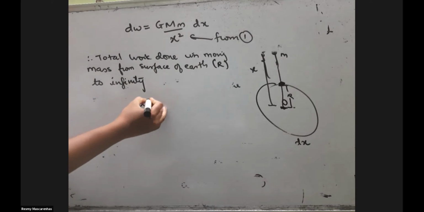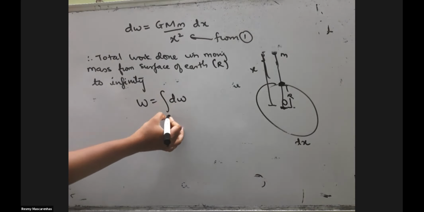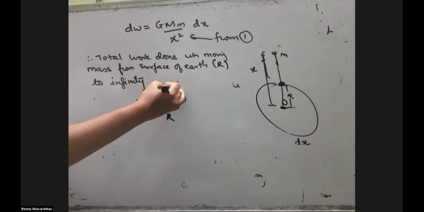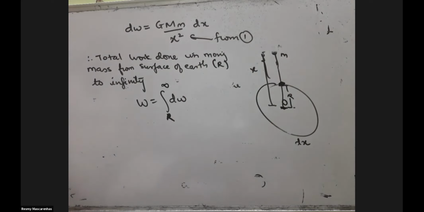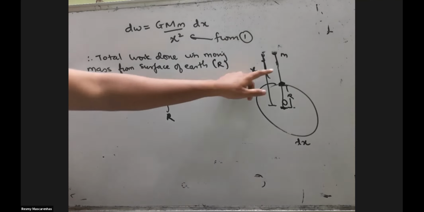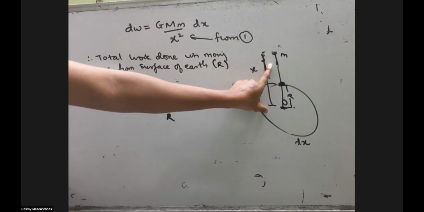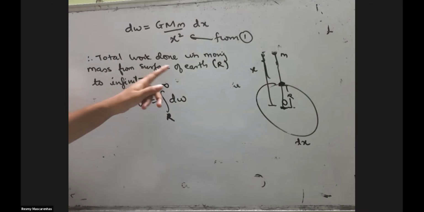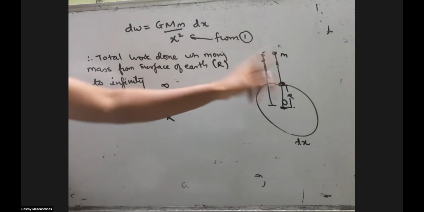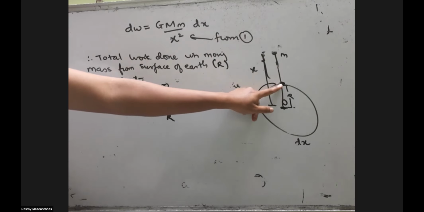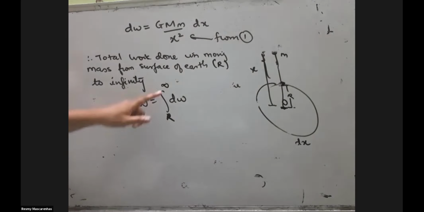So total work done is nothing but the addition of all the work from the surface of the Earth till wherever infinity you are taking. In the previous one, we were taking somewhere in the middle, so that's why we took small r, the total distance. This time we are taking from the surface of the Earth. We are launching the rocket, you can imagine, so it is at r from the center, and then we are taking it to infinity.